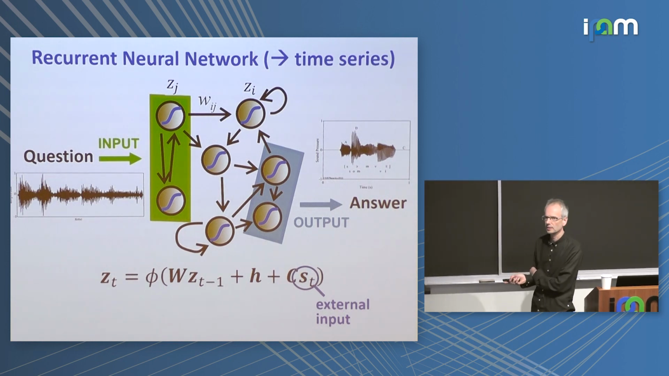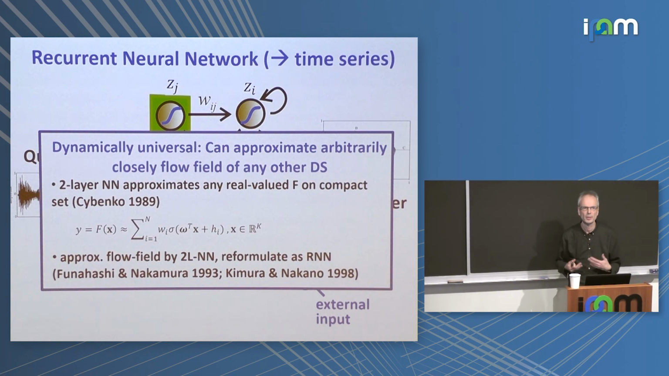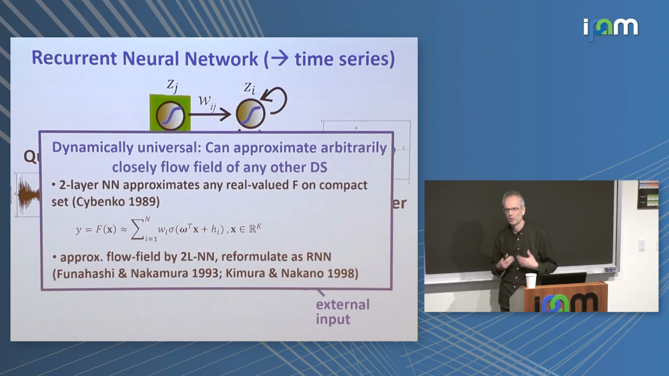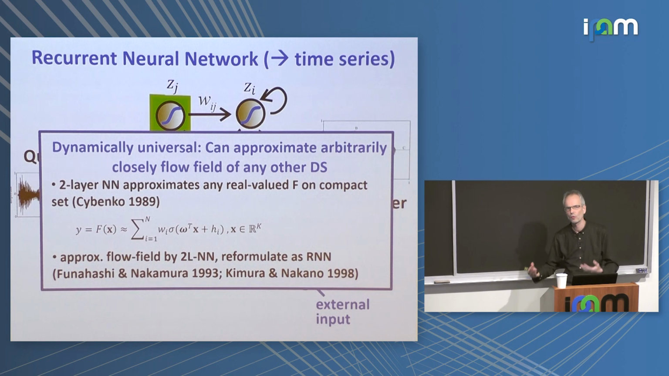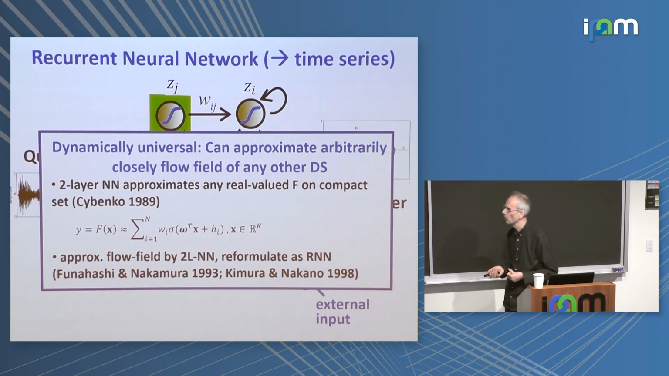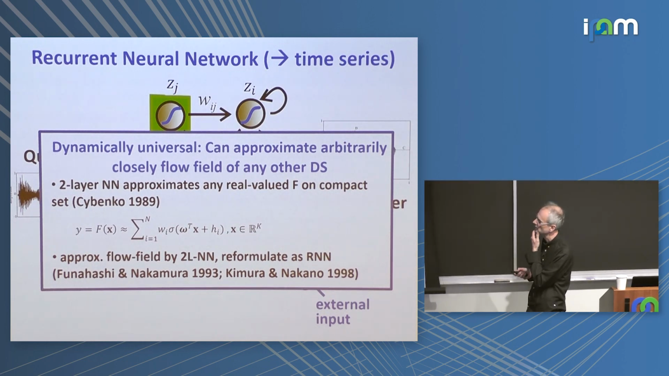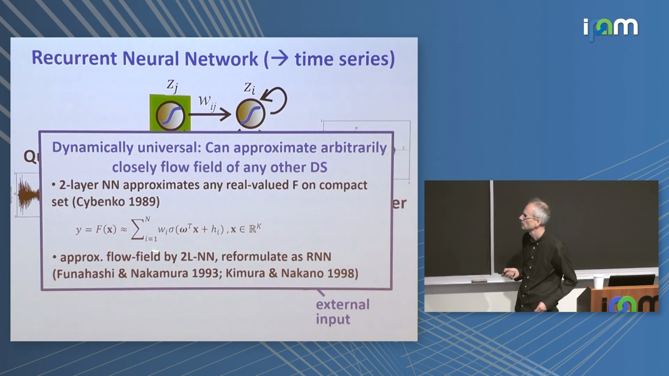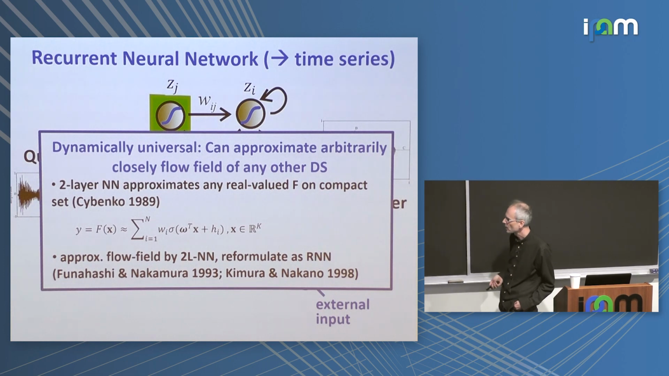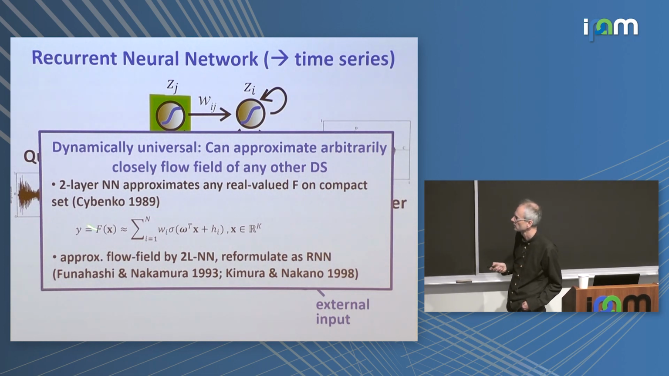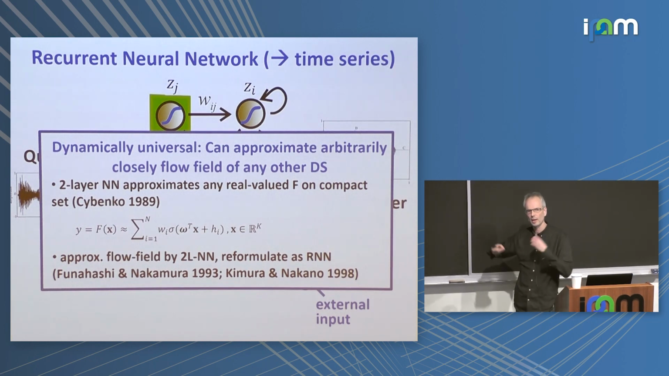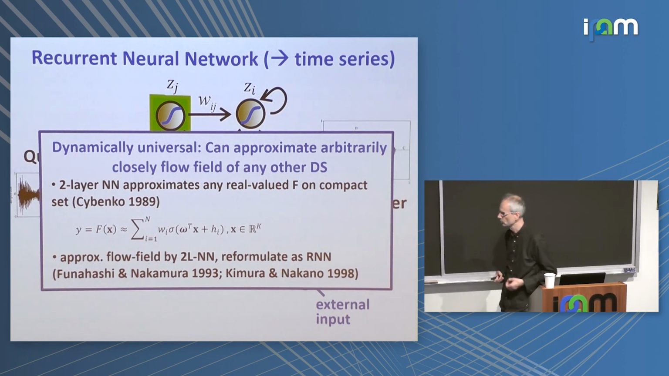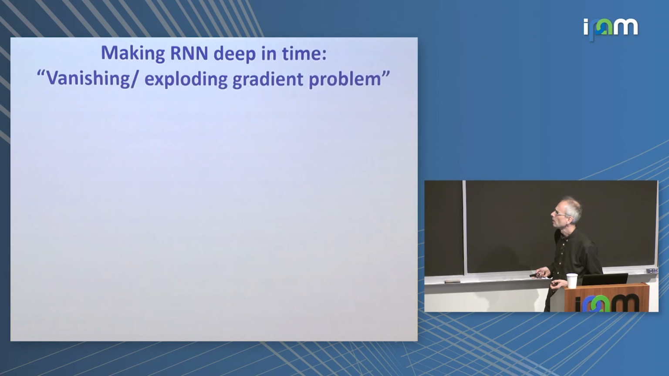Okay, what's important for us is that these recurrent neural networks are dynamically universal, in the sense that they can approximate arbitrarily closely the flow field of any other dynamical system. And that proof rests on two pieces. One is the famous universal approximation theorem put forward by Cybenko and Funahashi in the late 80s, that you can approximate any function f(x) by this sort of series expansion where sigma is a nonlinear, like sigmoid, nonlinearity. And then basically the idea is you can use that to approximate the flow field, and then you reshape that as a recurrent neural network. So those are the two key ingredients to that proof. Okay, so that's important for us.